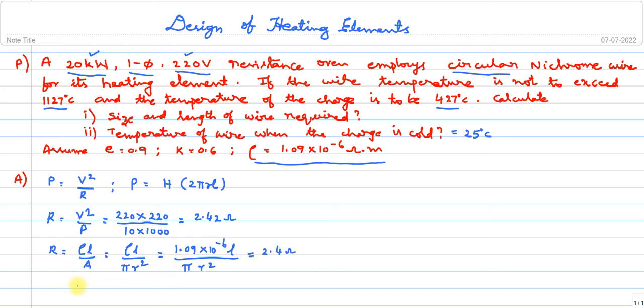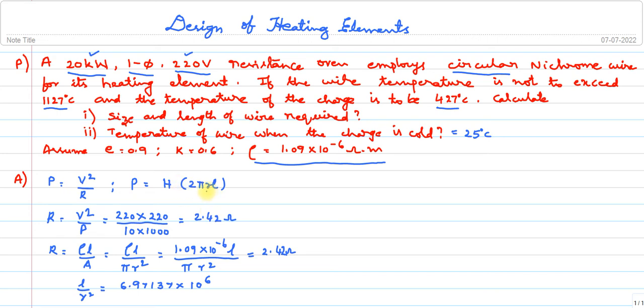Now with this we can conclude that L by r square is equal to 6.97137 into 10 to the power of 6. Sorry, 2 is also there. So this is the value of L by r square. We have obtained this L by r square from this equation.